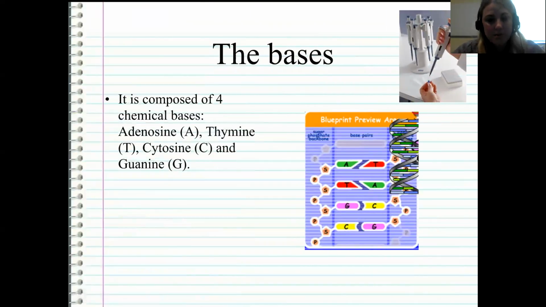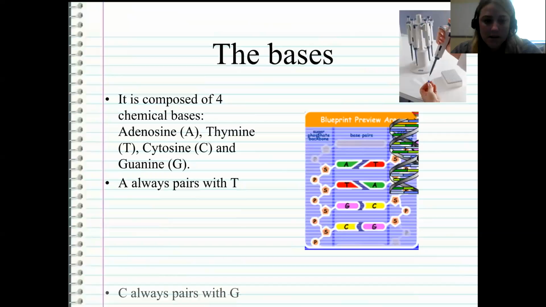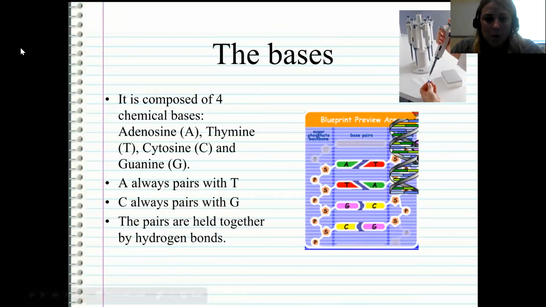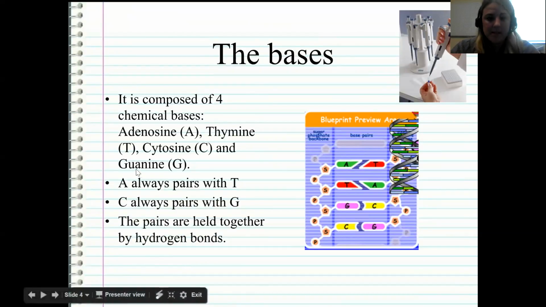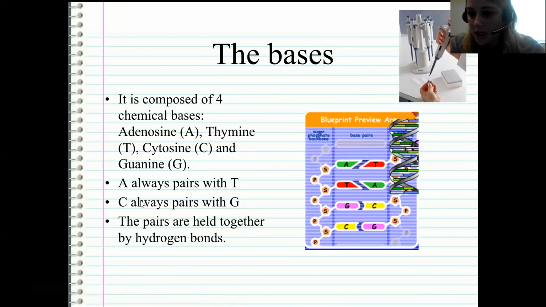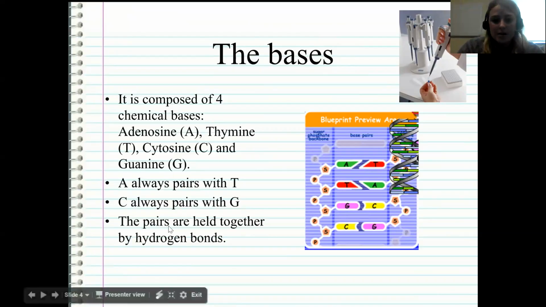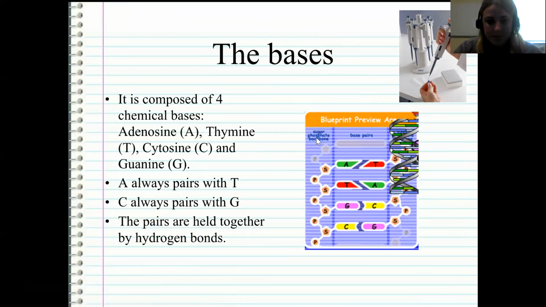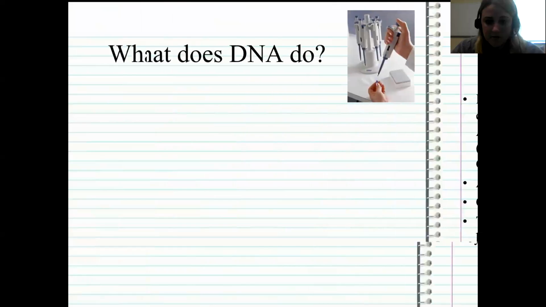So what are those bases again? The 4 chemical bases are adenine, thymine, cytosine, and guanine. Again, you guys, A always pairs with T, C always pairs with G, and vice versa. They're held together by hydrogen bonds. Now, hydrogen bonds are weak bonds, and we will talk about why this is important later. The bonds that hold our sugar phosphate backbone together are extremely strong. They're difficult to break down. So you can see the pairing.